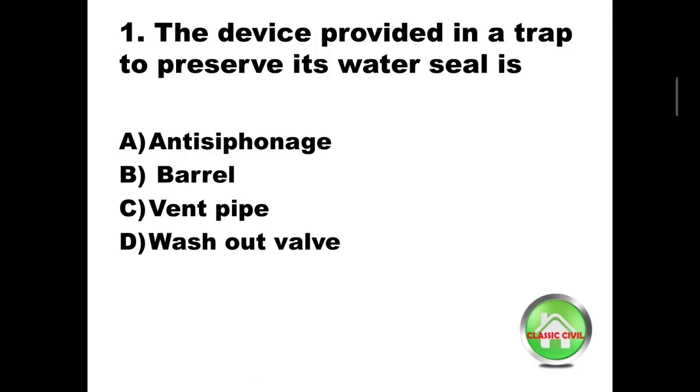Question number 1. The device provided in a trap to preserve its water seal is. Option A, anti-siphonage. Option B, barrel. Option C, vent pipe. Option D, washout valve. The device provided in a trap to preserve its water seal is. Answer. Option A, anti-siphonage.